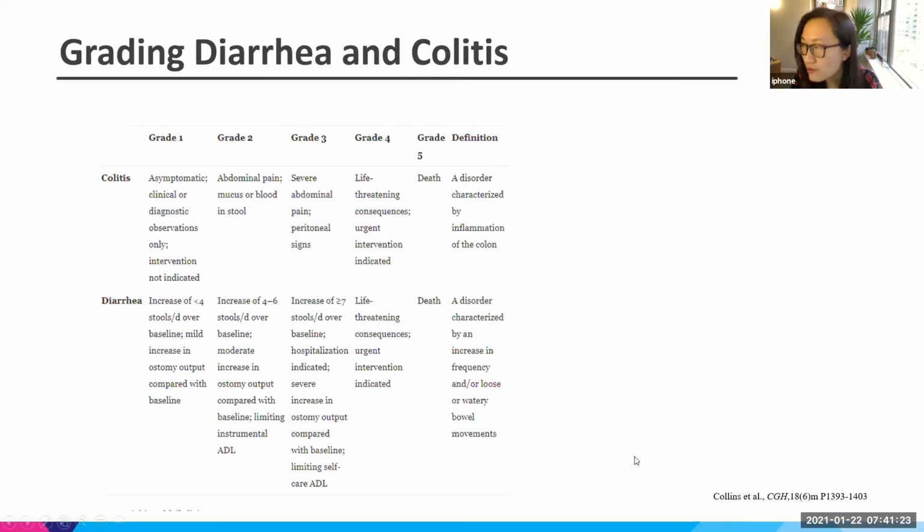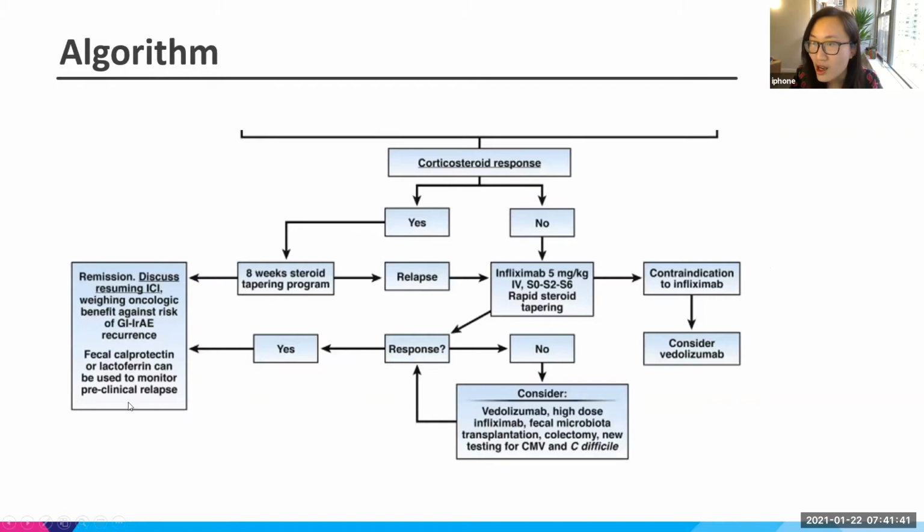This is just a brief chart on the grading. So anyone with grade 2 diarrhea or above, which is an increase of 4 to 6 bowel movements over their baseline, should be considered for an endoscopy. And in patients with grades 2 to 4 diarrhea, they should discontinue their immune checkpoint inhibitor and receive systemic high-dose corticosteroids, either orally or intravenously, according to the severity of diarrhea. Patients who respond to IV corticosteroids should be switched to oral form.